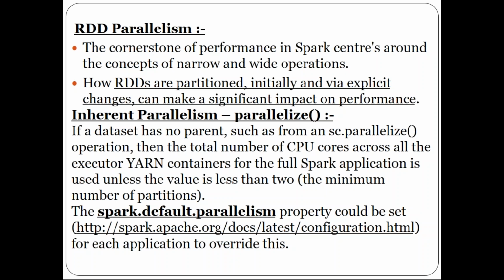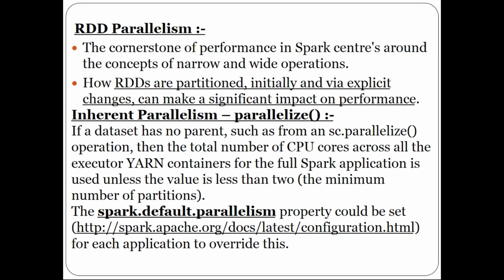The way parallelize aligns an RDD to elements, the total number of CPU cores across all the executors for the full Spark application will be used, unless the value is 2, the minimum number of partitions. The other way I can explain this is, if you don't have any parent RDD and you are just forming an RDD using parallelize, then by default your REPL will start with 2 partitions.